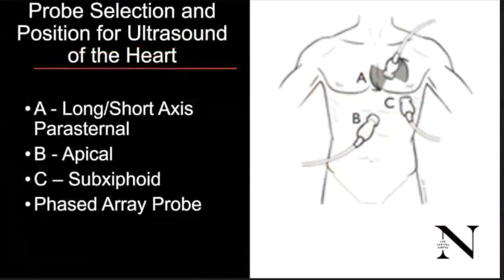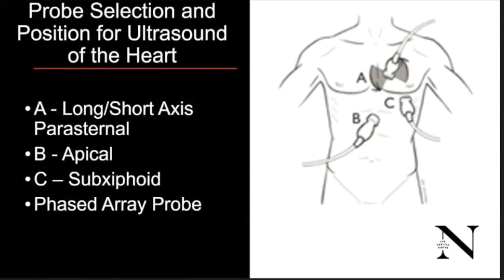So, probe selection. You're going to use your cardiac probe. It's got a small footprint. It's phased array, and it's low frequency, so it can get deep. You're going to learn to do the long axis parasternal view.